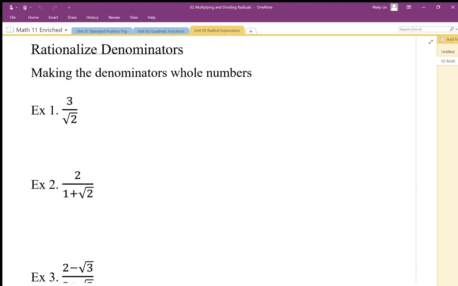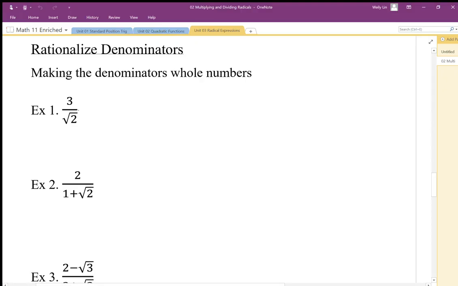So what we're going to do here is rationalize the denominator, which means making the denominator a whole number. This allows us to know what partitions we're going to be using as our denominator, whereas the radical is a little bit complicated to do that way. So basically we want to make the denominator whole.